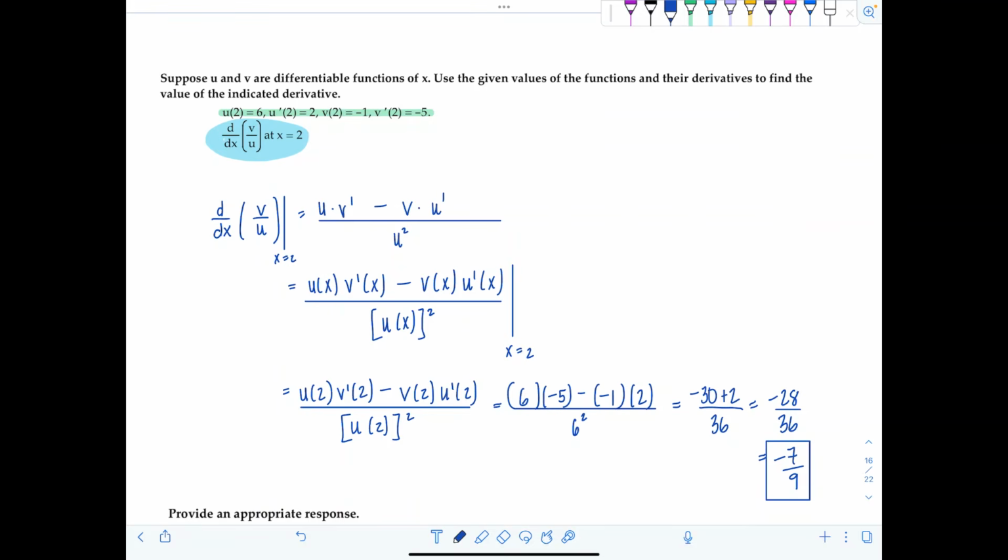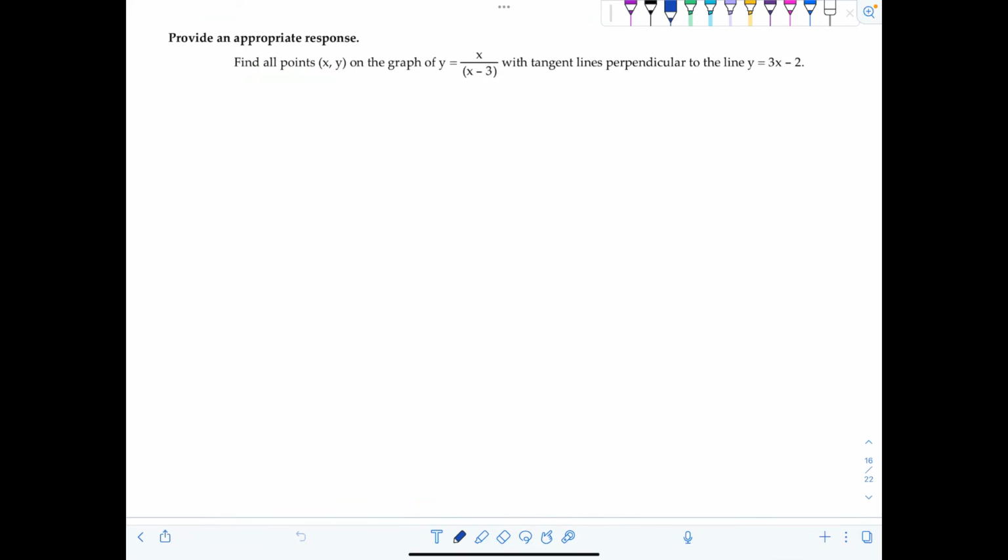Okay, oftentimes you'll be asked to do something like this. Find the equation of the tangent line with certain conditions. Here it says find all points (x, y) on the graph of y equals x over x minus 3 with tangent lines perpendicular to the line y equals 3x minus 2. So what they're telling me is that the slope of the tangent line needs to be perpendicular to the line that's given here. Well, what's the slope of this line? The slope is 3. So the slope of a line that's perpendicular to it would be the opposite reciprocal. It would be negative 1/3.